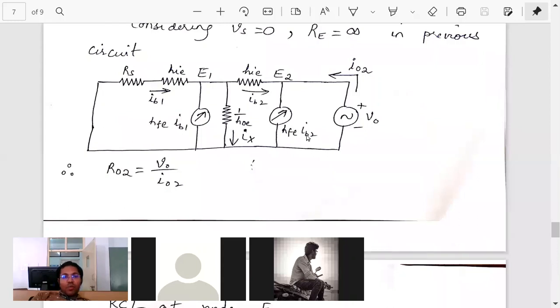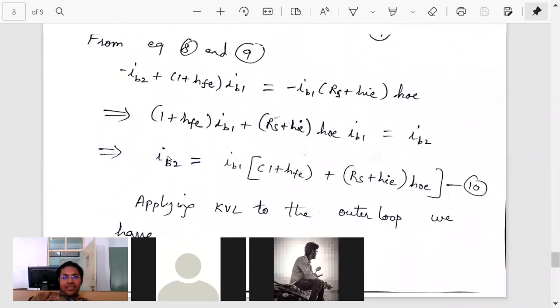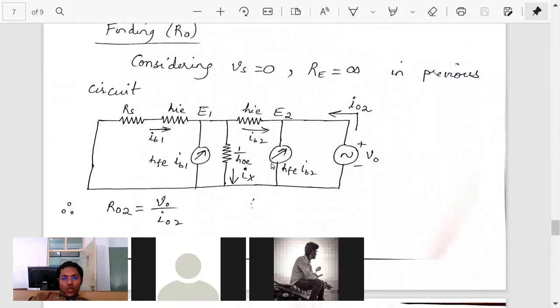But the problem with that equation is IX we already eliminated. Now there is no more IX. But if we take this loop, again the IX term will become extra. Okay, so taking this loop, the KVL equation is correct, but how much benefit we have is a question.